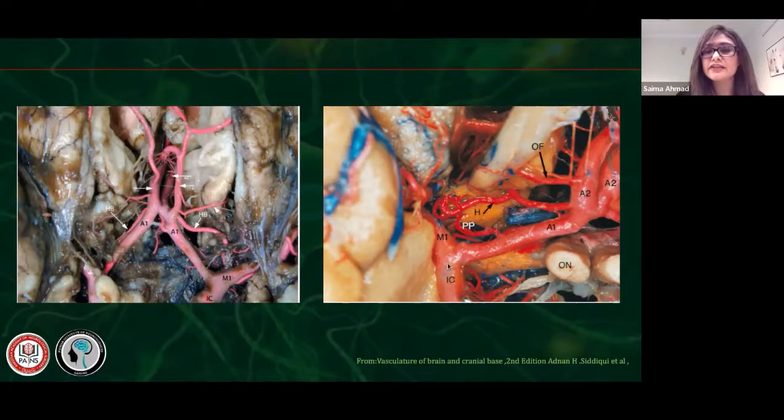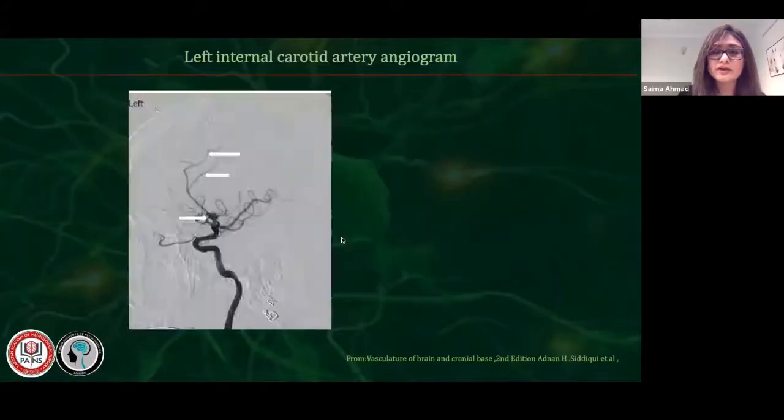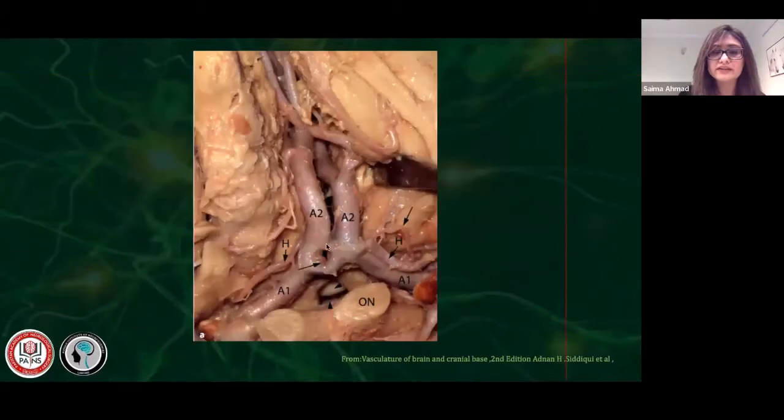Again, the ICA showing the bifurcation into M1 and A1, with the A2 and the recurrent artery of Heubner. So this is the frontal part. It is showing the complex of A1 from both sides and A2, and then the anterior communicating artery with the fenestration and aneurysm. The fenestration is very common in the anterior communicating artery, and we have always associated it with the aneurysm.